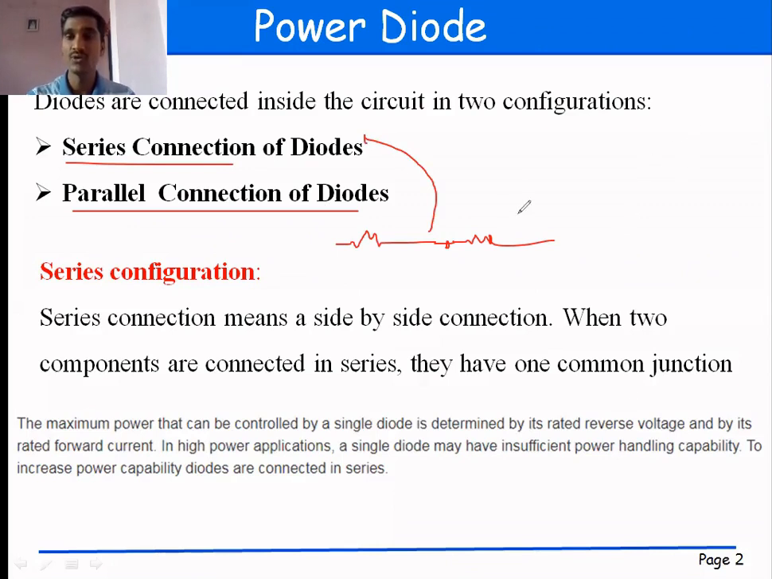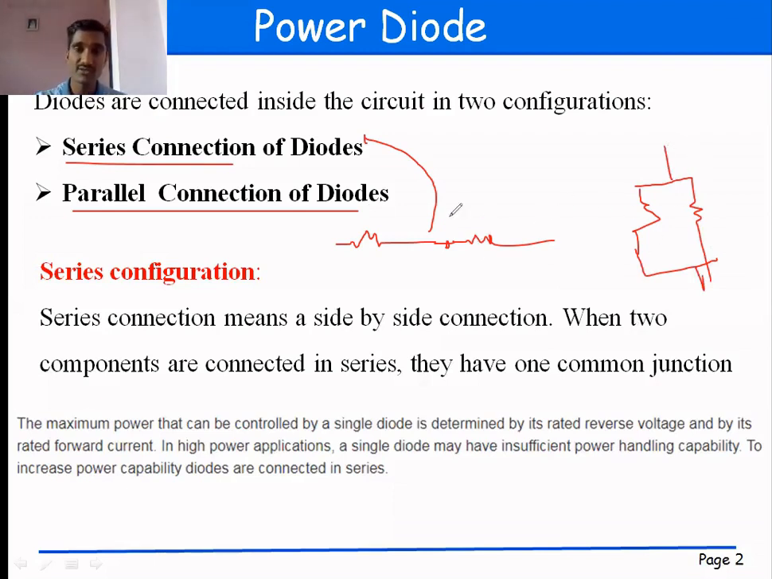Again, if you take two resistances, and you connect them in such a way that the first side of the first component is connected to the first side of the second component, and the second side of the first component to the second side of the second component, then this is nothing but the parallel configuration.